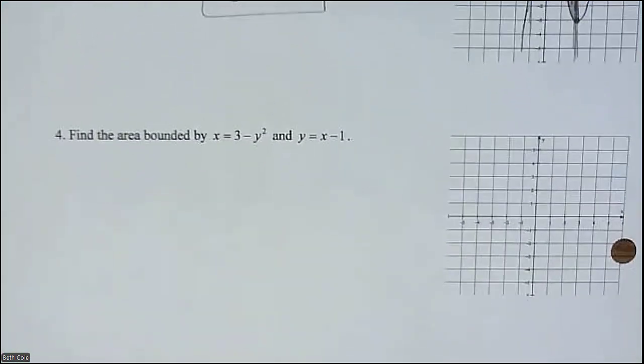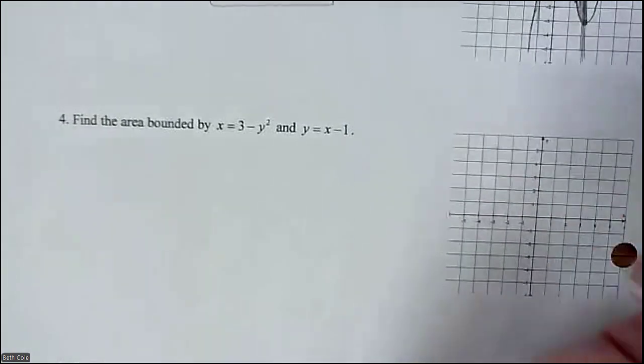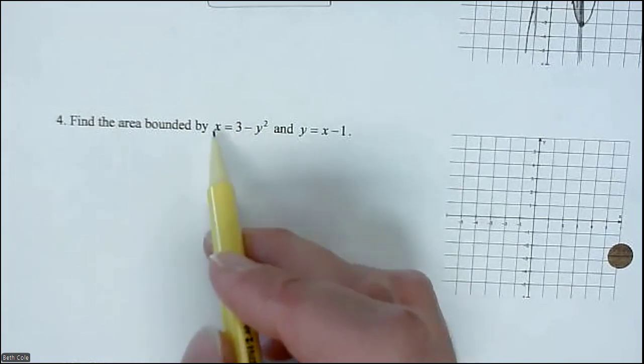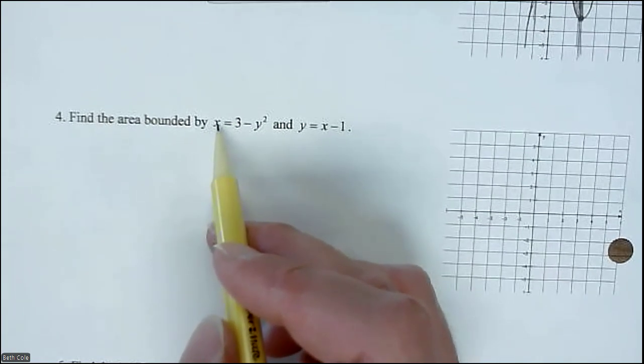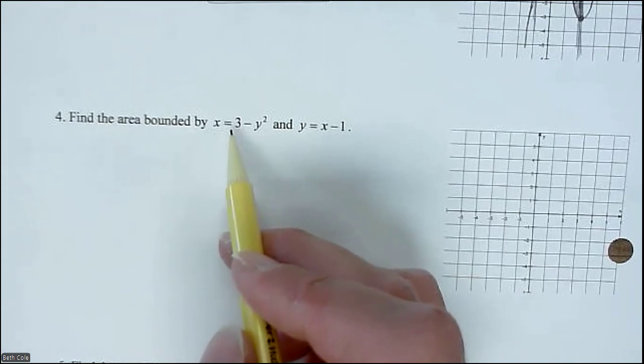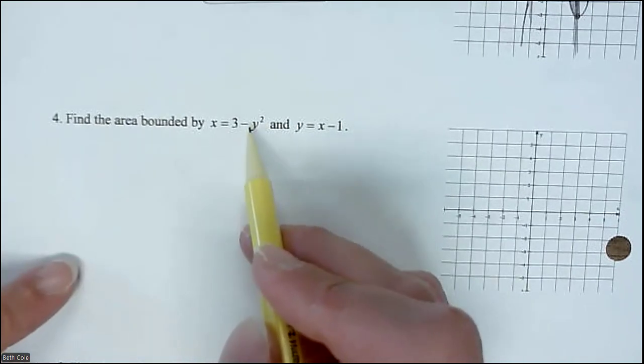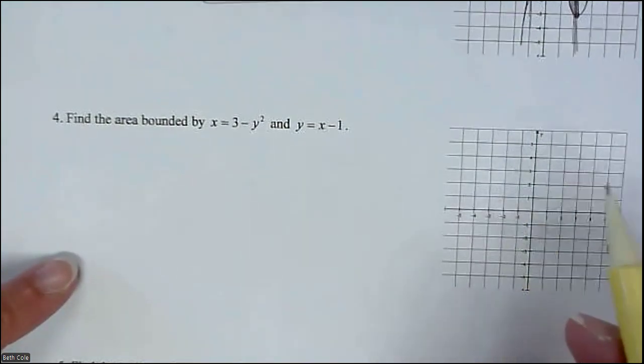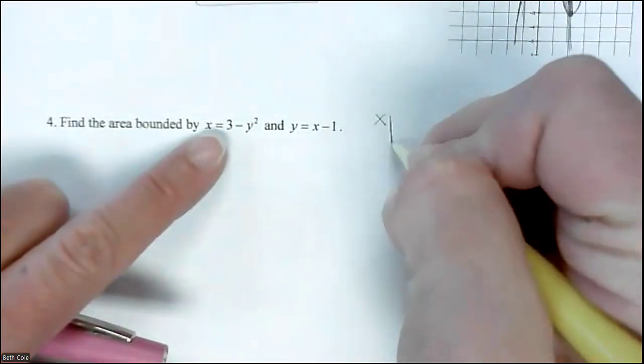All right, so the next one, find the area bounded by these two graphs. This is a big hint that this one's going to be sideways. What's different about this equation? Do you see how it's x equals instead of y equals? So it's going to be a parabola, but it's going to be on its side. Okay, do you get what I'm saying? So what we're going to do is we're going to come over here and we're going to make a table.